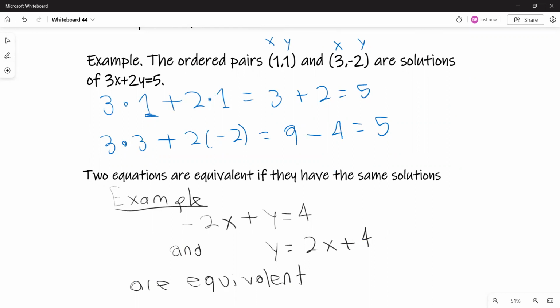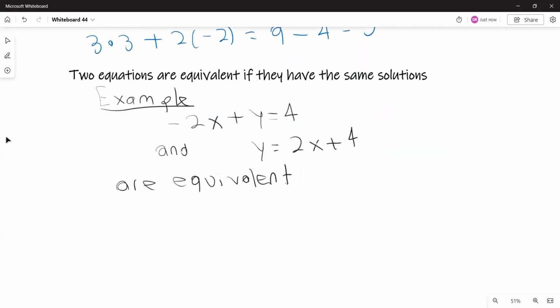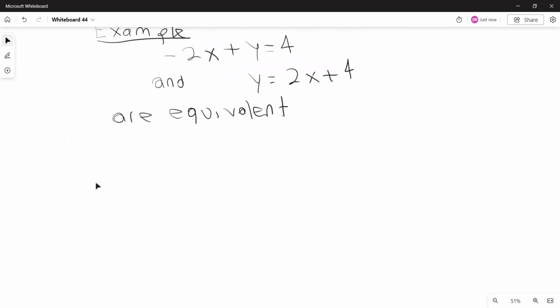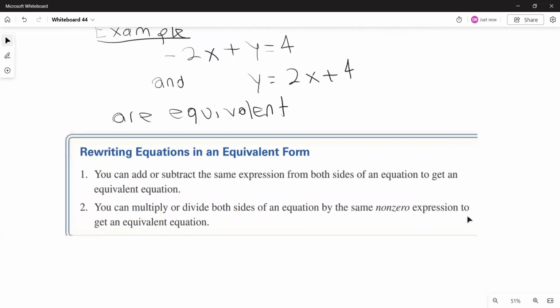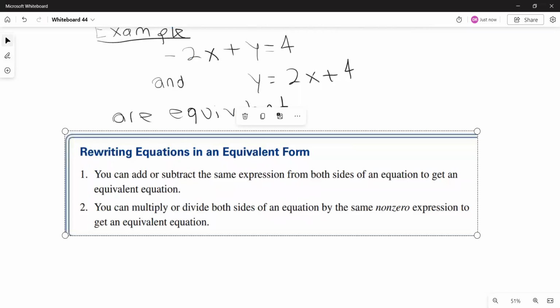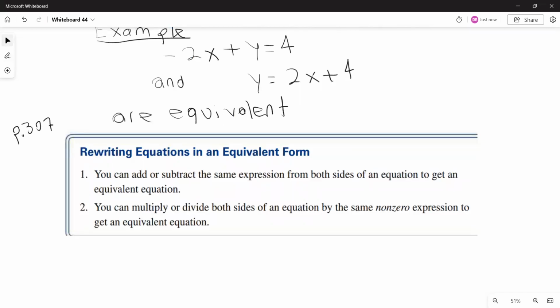So we have a few rules for rewriting the equations in equivalent form. This is also on page 307. In order to rewrite equations in equivalent form, you can add or subtract the same expression from both sides of an equation to get an equivalent equation. Or you can multiply or divide both sides of an equation by the same non-zero expression to get an equivalent equation.